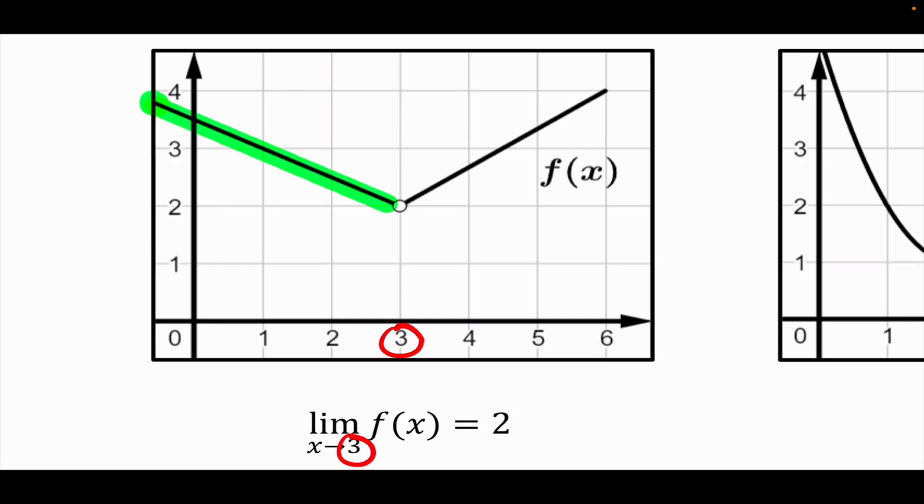That's why it's 2. Now, for 2 to be the answer, I have to be approaching the same y value from the other side. So let's go from the other side.